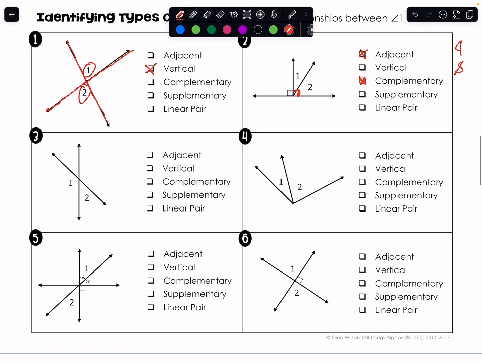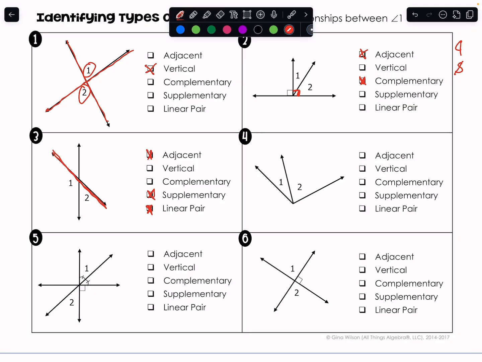Let's keep going. If I look at number 3, they are directly next to each other for sure. So that's going to make them adjacent. And then do they add up to be 180 degrees? Yes. That makes them supplementary. And because they're right next to each other and make 180 degrees, that makes them a linear pair.